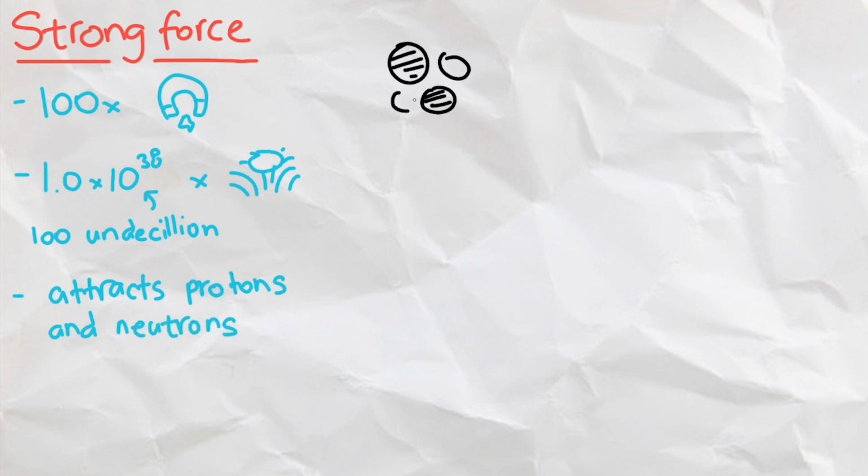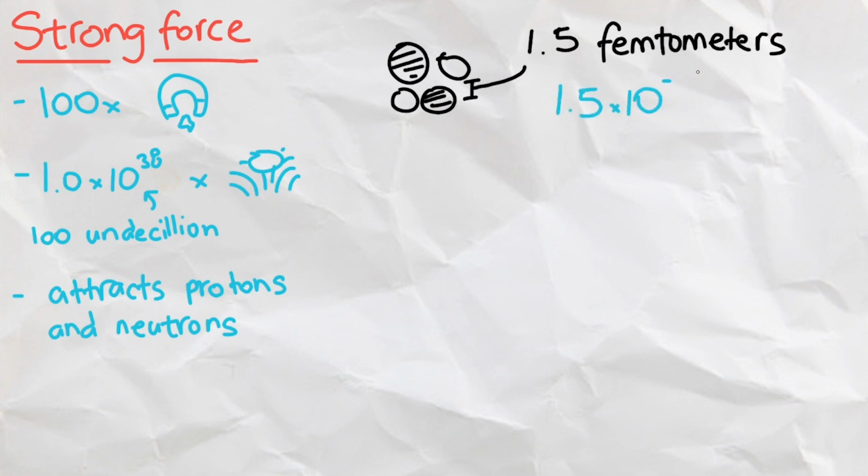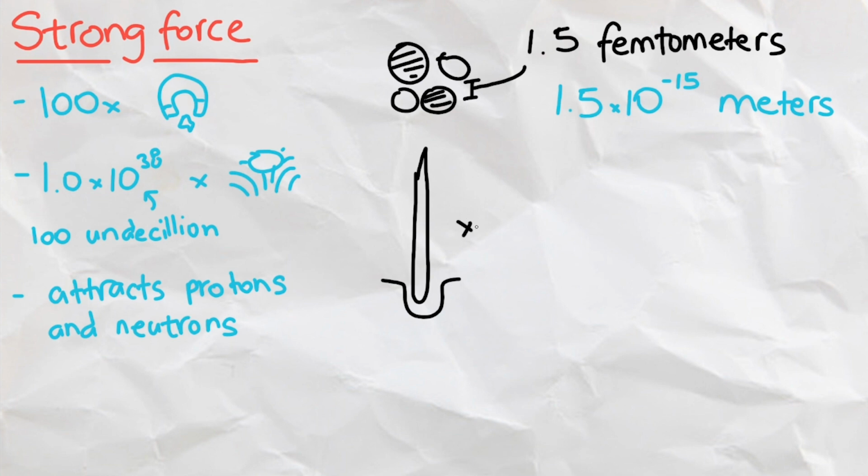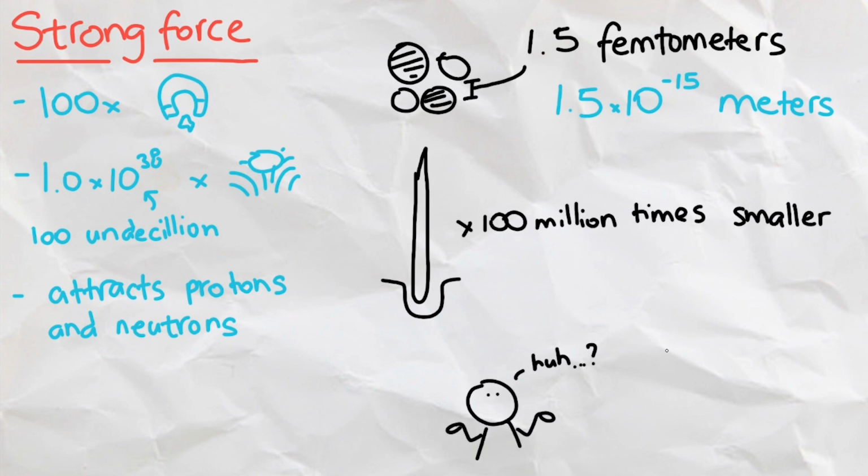Despite its immense power, the strong force is only effective at a very small distance in the subatomic world, up to around 1.5 femtometers, which is 15 meters with 14 decimal places before it. This is more or less 100 million times smaller than the width of a human hair, so as we can see, we don't really feel this insanely powerful force that much.